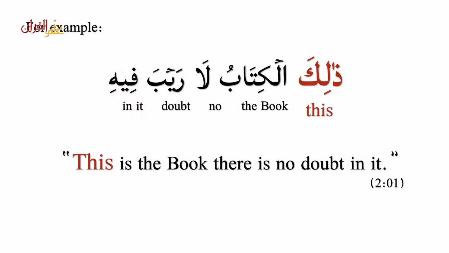ذلك, meaning this. One more thing to know, that whenever ذلك is used for the meaning of this, it shows emphasis. ذلك الكتاب لا ريب فيه. This is the book, there's no doubt in it. It's more emphasis. So whenever ذلك is used for the meaning of this, there's more emphasis in that sentence.